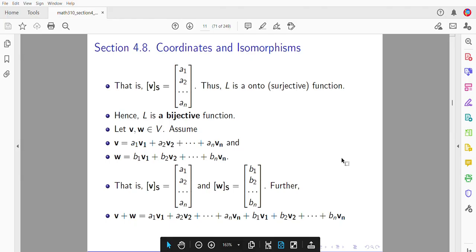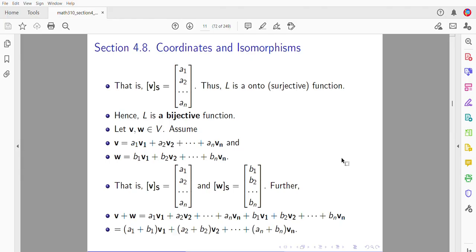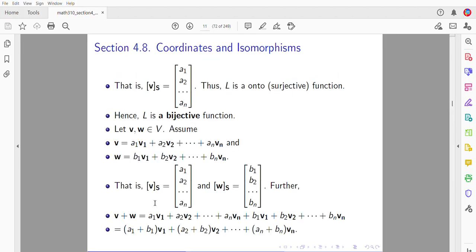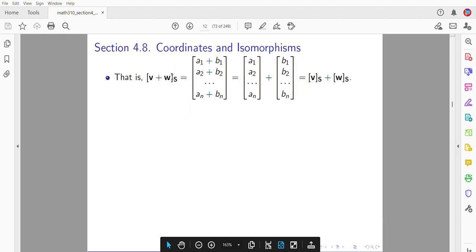Well, we have commutativity, associativity, and everything. So get the V1 vector together, V2 vector together, all the way to Vn vector together. Okay. Once you do that, you get the coordinate vector of V plus W is A1 plus B1, A2 plus B2, An plus Bn. So you see the coefficients form your coordinates of the sum vector.